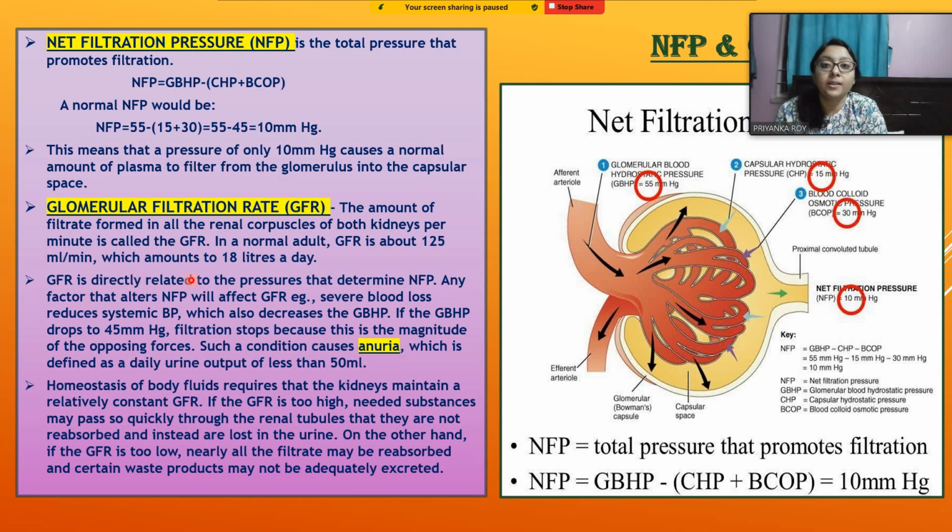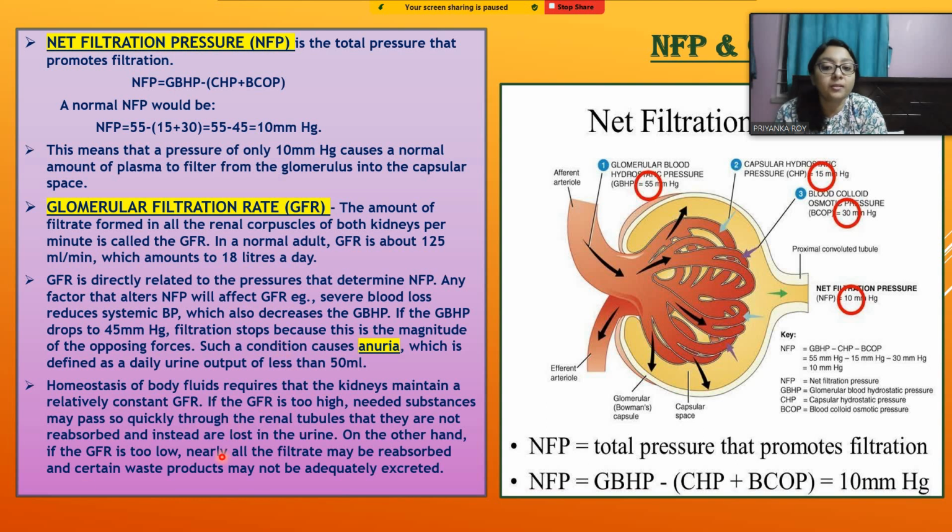Any factor that alters NFP will affect GFR. For example, severe blood loss reduces systemic blood pressure, which will also decrease the glomerular blood hydrostatic pressure, and if this drops down to 45 mmHg, then filtration will stop, because 45 minus 45 becomes 0. So there will be zero pressure and therefore no filtration. There will be no net filtration pressure. No filtration will happen, and in this condition the urine output will be very low, less than 50 ml per day, and that condition is known as anuria.